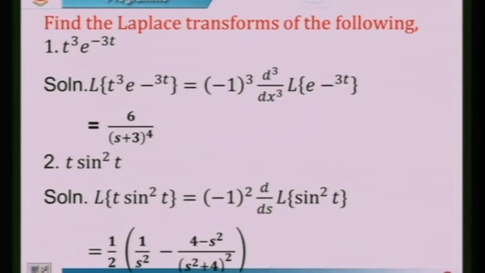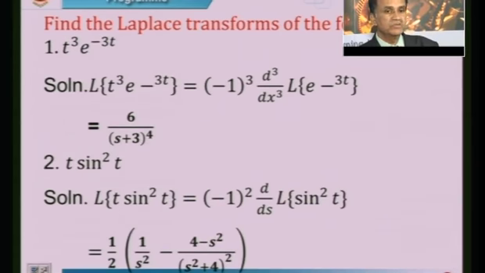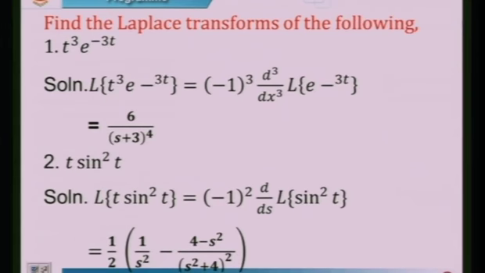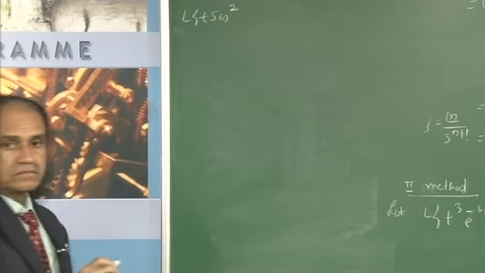Next problem, that is L of t into sine square t. Here also sine square t has to be compared with the formula, that is differentiation one time which you have to do. Let me explain. Here also it is the constant term, only one step or 2 steps. I hope you can easily make out what we are going to do here. Then L of t into sine square t.